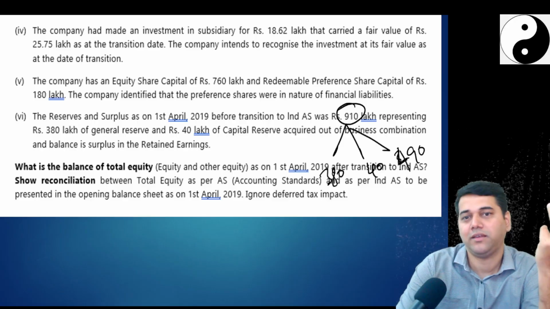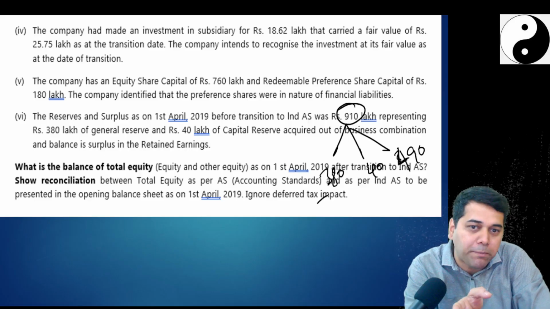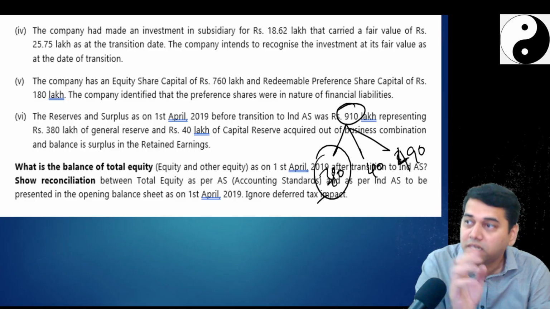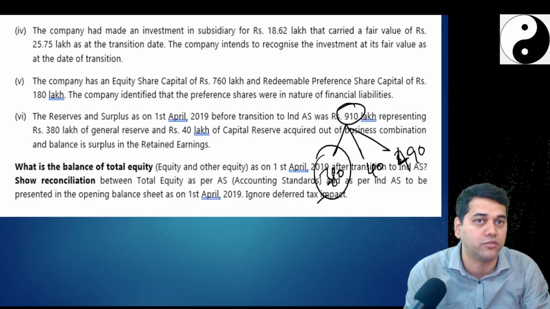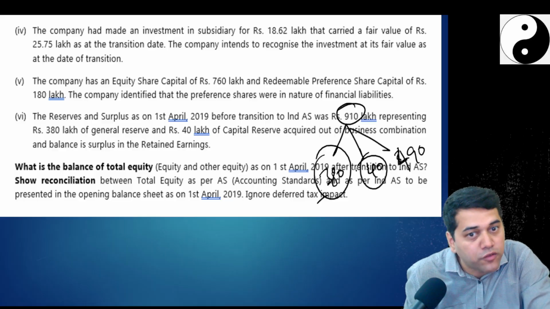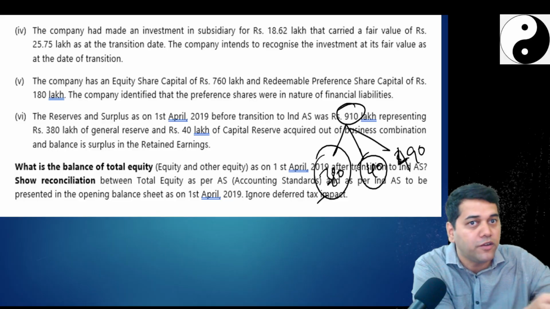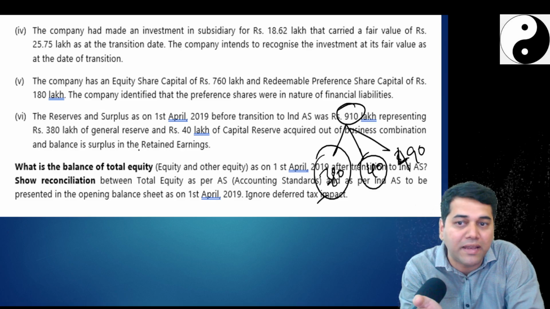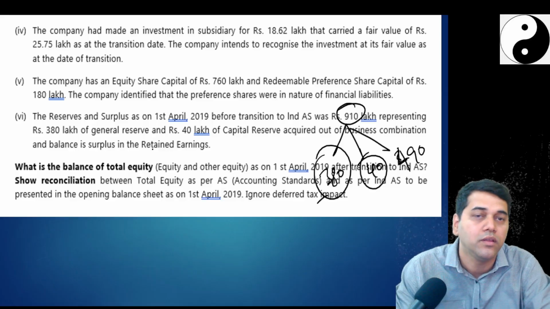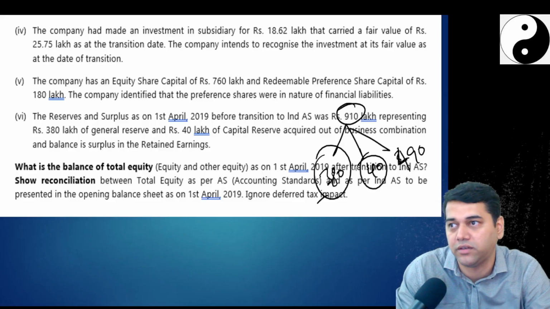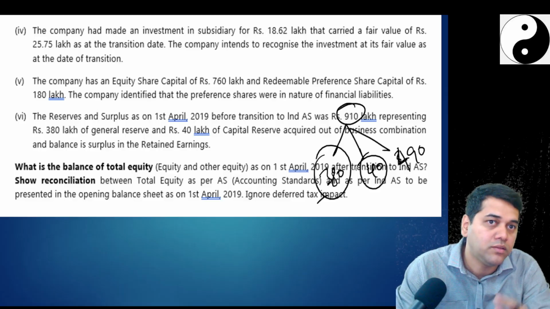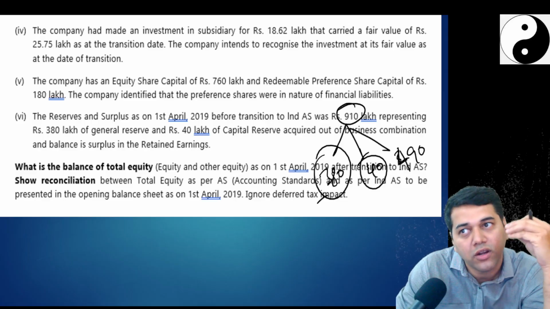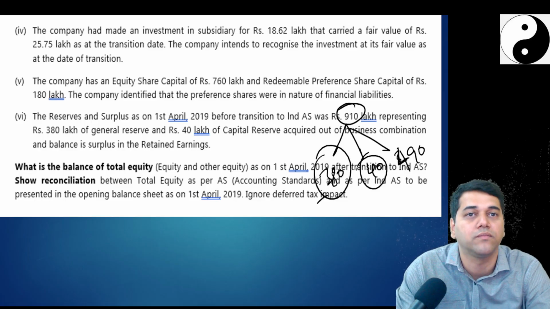Now, if you tell me, sir, it is already part of this, you cannot say that. Why? General reserve is different from foreign currency translation reserve. You cannot say it is part of this. Capital reserve is totally different from foreign currency translation reserve. Will you say it is a part of this? No. They said the balancing figure is retained earnings. Then the only assumption you can make here is that this foreign currency translation reserve is not sitting in the reserves and surplus only.